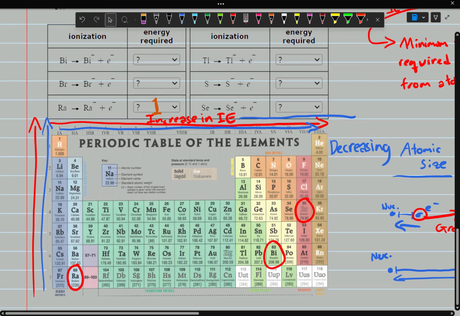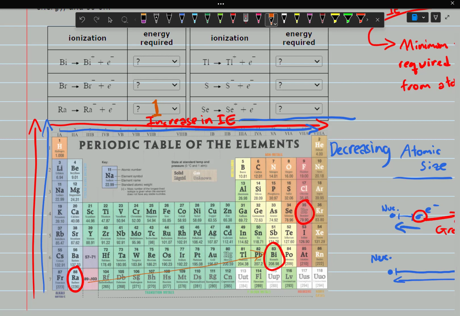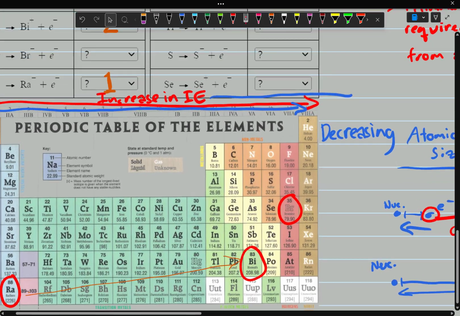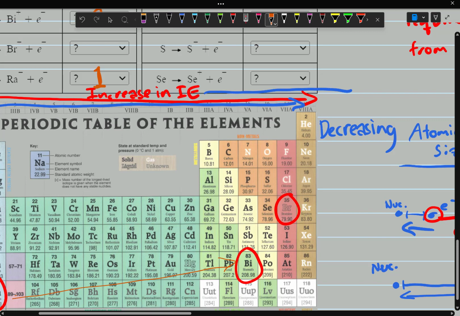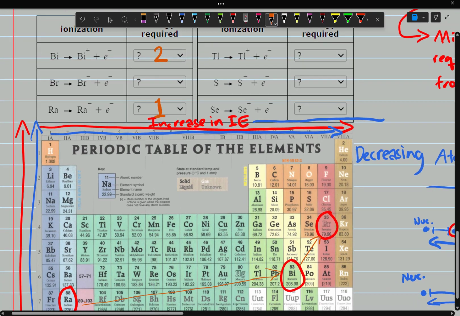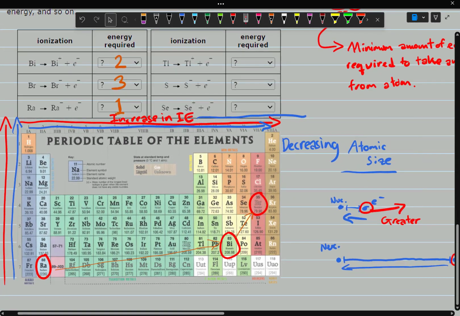And then following our trend, we get to bismuth. That's going to be the next lowest, or the next highest ionization energy. And then bromine is the farthest up and to the right. And so that's going to have the highest ionization energy. That's going to be the most difficult to remove an electron from.